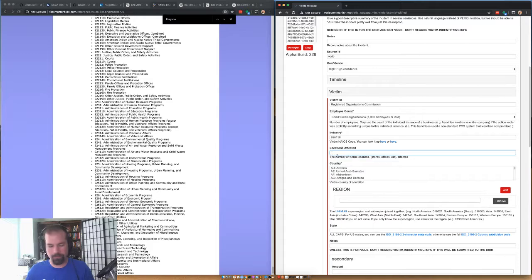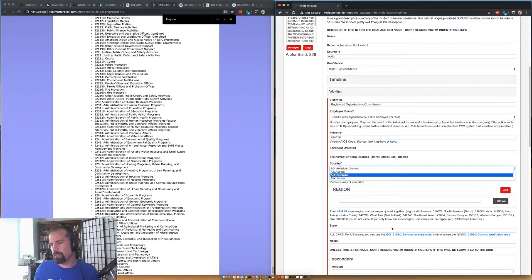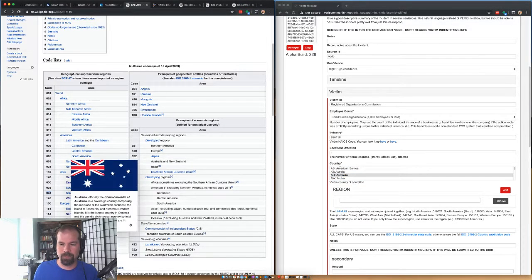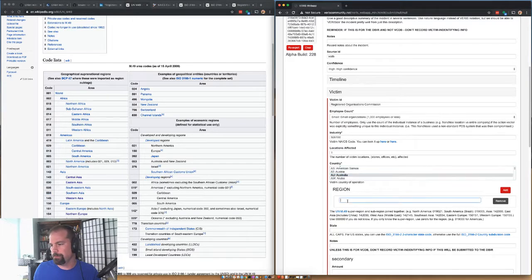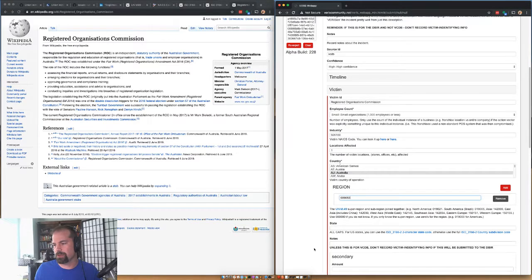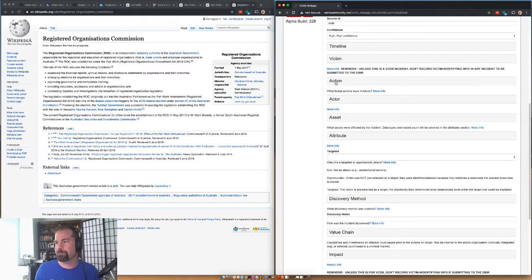Locations affected, 1. This was in Australia, which should be AU. And then Australia is, I believe, Southern Asia. Well, no, it'd be Australia, because these are by continent, aren't they? Oceania, that's what it is. So 009053. And then state. It's a national organization, so I'm going to leave state blank. We're running secondary victims, and that gives us our victim information.